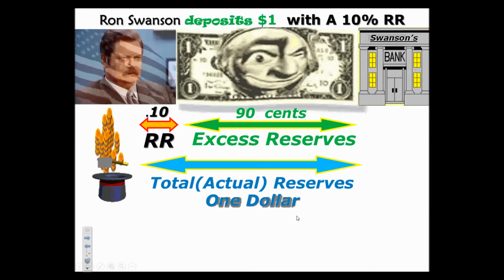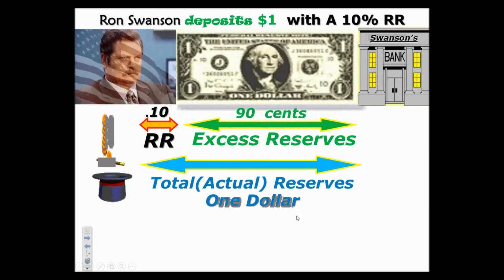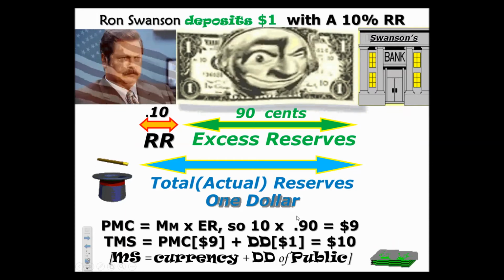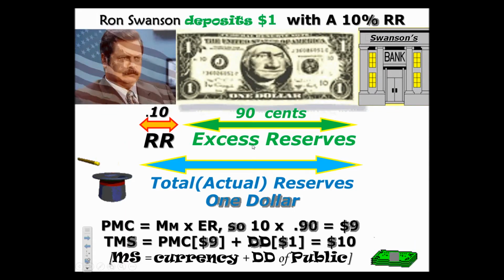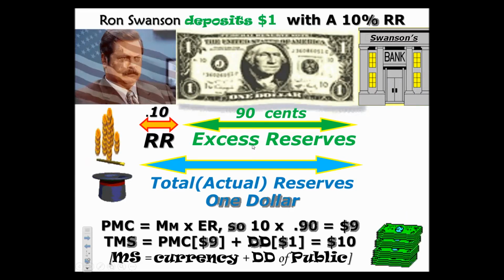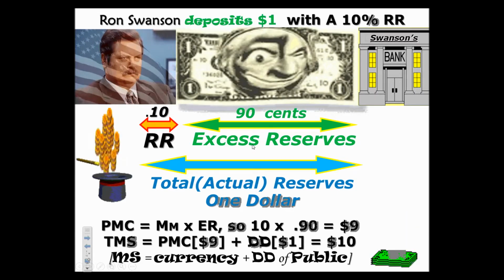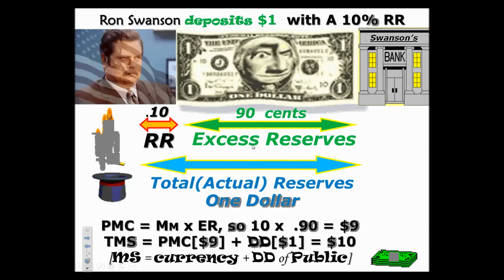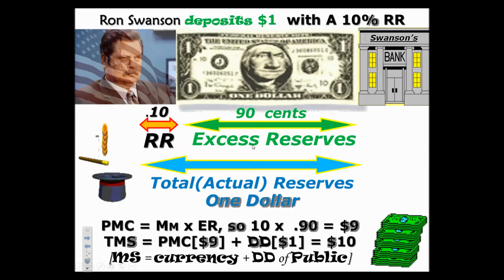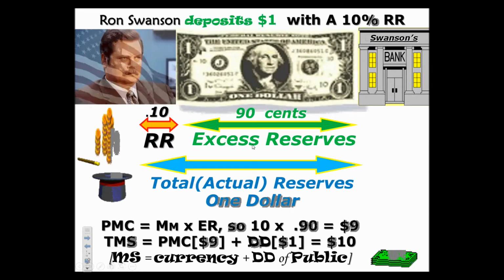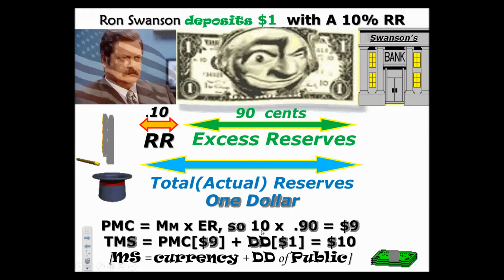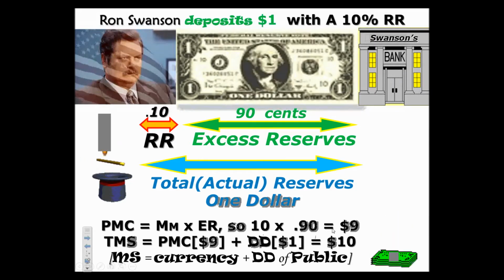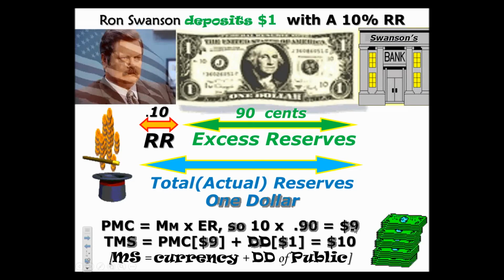Now, using the potential money creation formula, we could make the assumption that if the 90 cents were to be loaned out, and then the entire banking system maximized all of their loans that might proceed from the 90 cents, then the PMC is going to equal 10, that's our money multiplier, times 0.90, that's the 90 cents, so 9 additional dollars could be created.